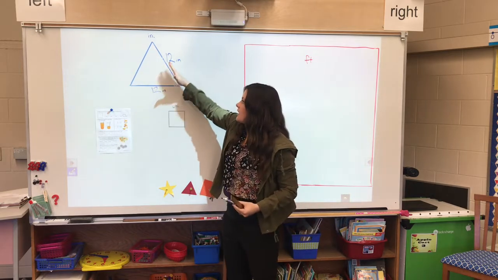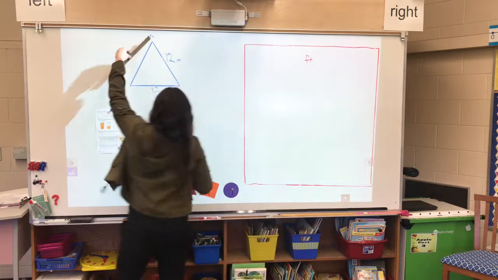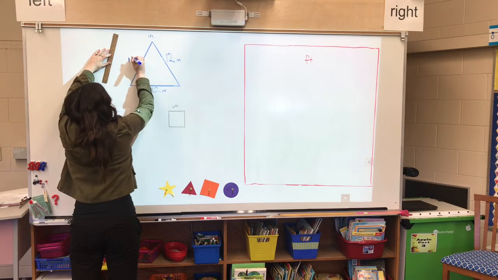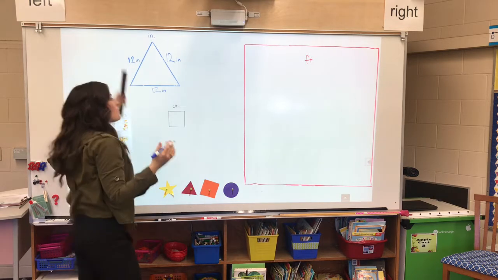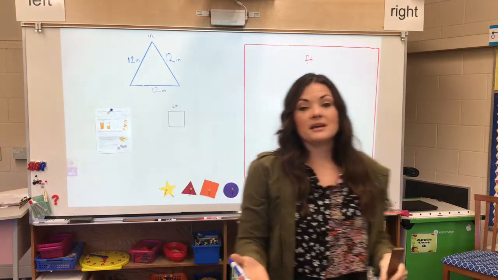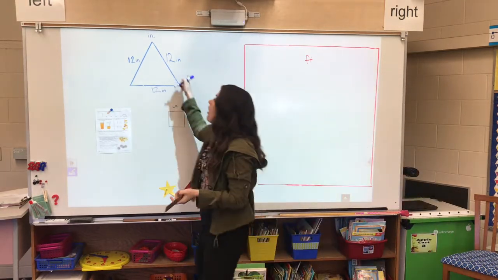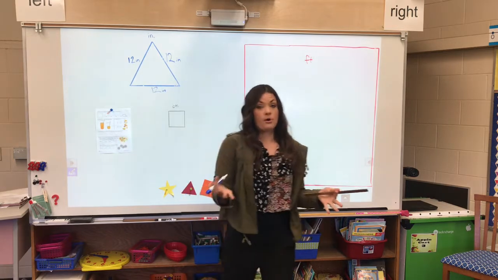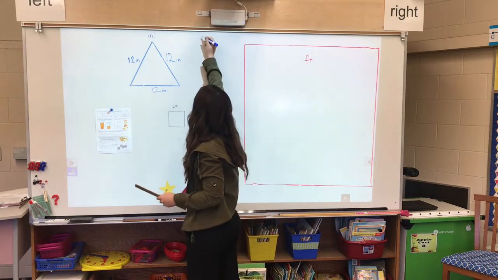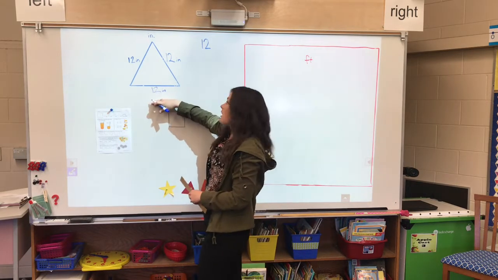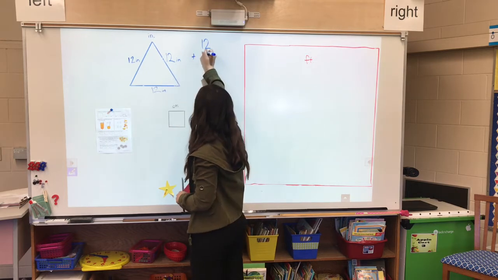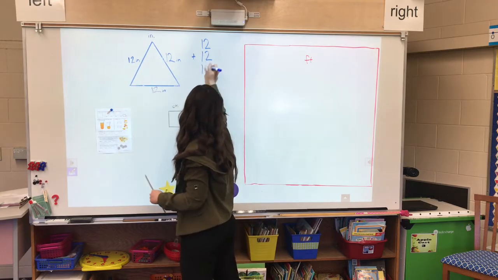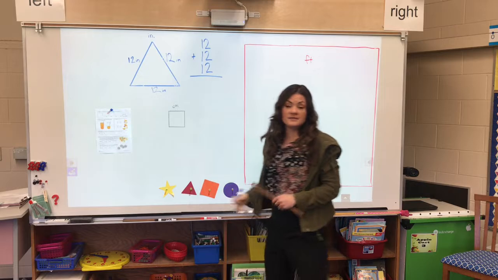I've measured this side, I've measured this side, and now I'm going to use my ruler and measure my last side. That's also 12 inches. I'm going to write 12 inches. Now my question to you is going to be, how many inches all the way around is my triangle? So I need to make a math problem. So here's my math problem. I'm going to write 12 inches for my bottom. I'm going to write plus 12 inches for my side. And I'm going to write plus 12 more inches for my third side. I have 3 12s that I'm going to be adding together.